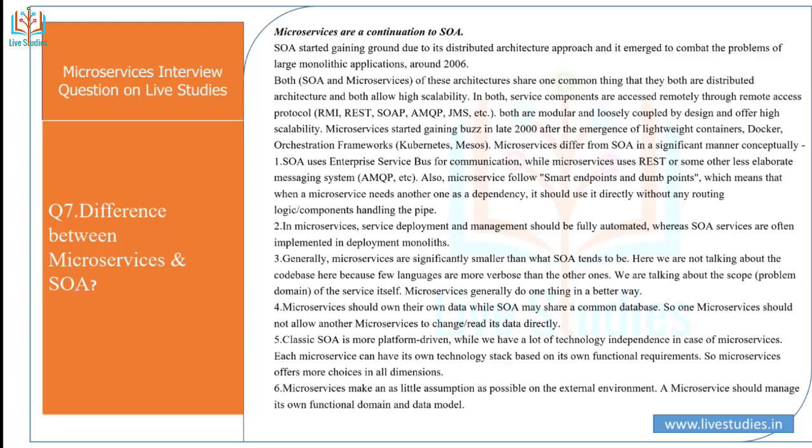Both SOA and microservices share one common thing: they both are distributed architectures and both allow high scalability. In both, service components are accessed remotely through remote access protocols like RMI, REST, SOAP, AMQP, JMS, etc. Both are modular and loosely coupled by design and offer high scalability.